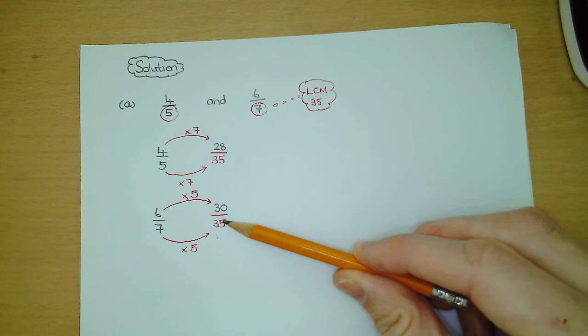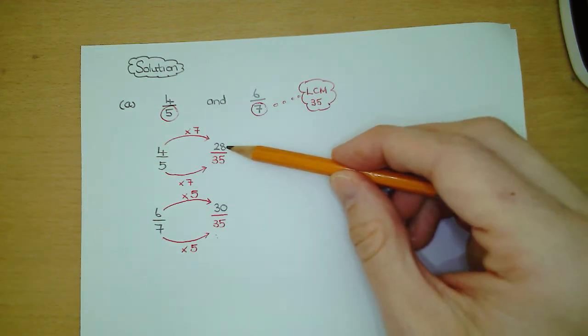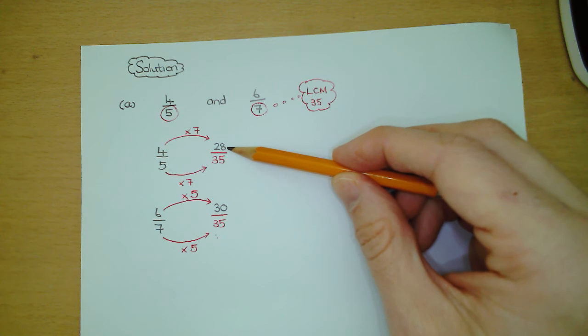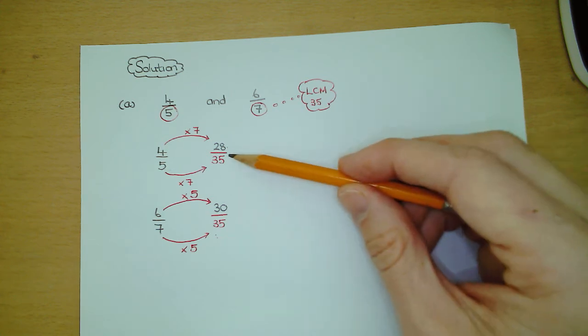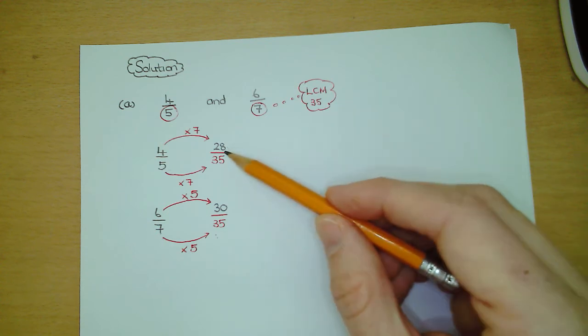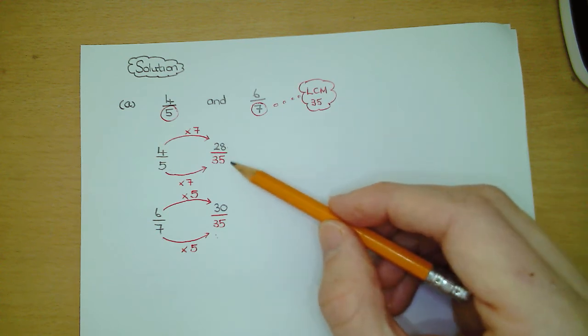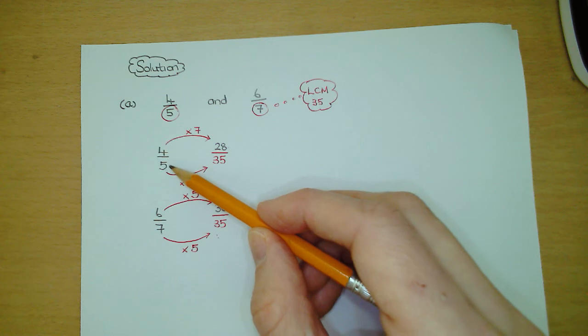Okay. So now we can make a decision as to which fraction is bigger. You now look at the numerators of the equivalent fractions and you look for the numerator which is bigger. So 30 is clearly bigger than 28. So that means 30 over 35 is bigger than 28 over 35. But that also means that 6/7 is bigger than 4/5.